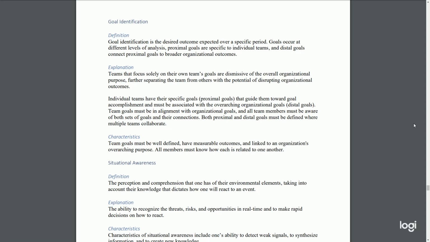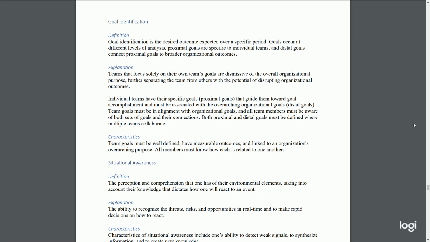Team goals must be in alignment with organizational goals, and all team members must be aware of both sets of goals and their connections. Both proximal and distal goals must be defined where multiple teams collaborate. Characteristics. Team goals must be well defined, have measurable outcomes, and be linked to an organization's overarching purpose. All members must know how each is related to one another.